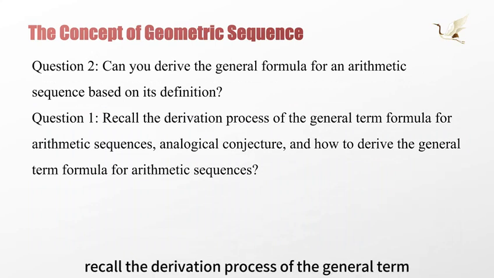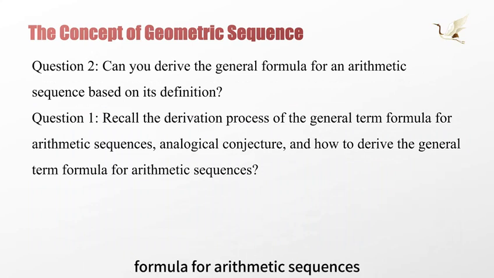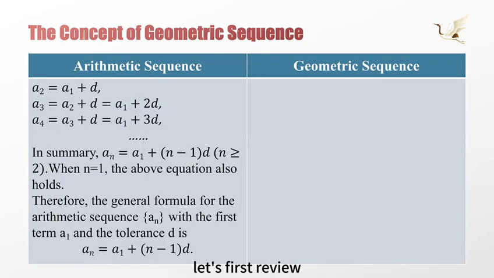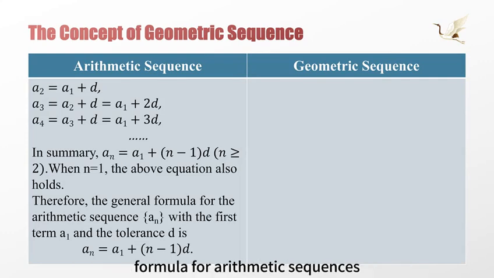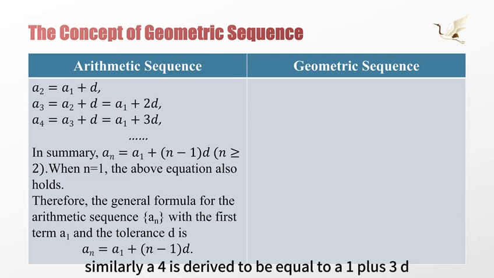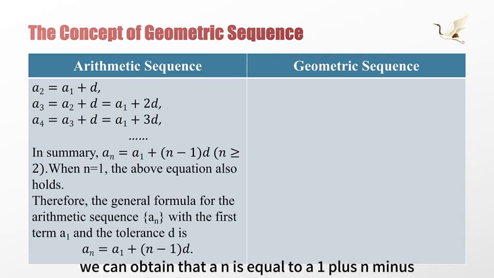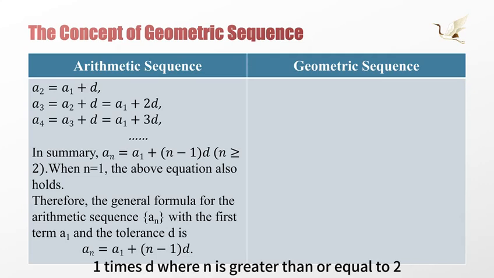Recall the derivation process of the general term formula for arithmetic sequences, make an analogical conjecture, and derive the general term formula for geometric sequences. Let's first review the derivation process for arithmetic sequences. Because a2 is equal to a1 plus d, a3 is equal to a2 plus d, we substitute to get a3 equal to a1 plus 2d. a4 is derived to be equal to a1 plus 3d. Through induction, we can obtain that a_n is equal to a1 plus (n minus 1) times d, where n is greater than or equal to 2.